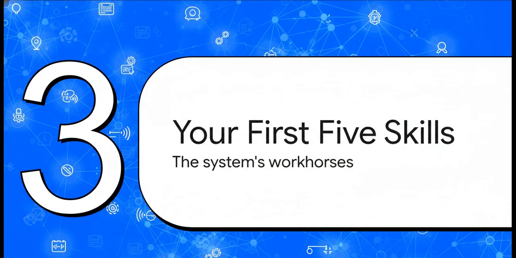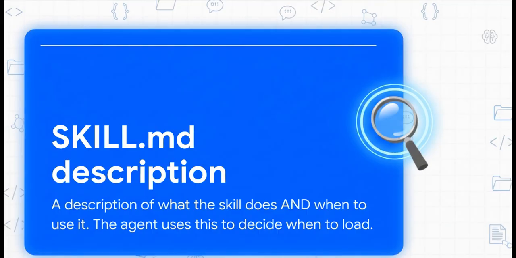The skills are the absolute workhorses of this system. They're what provide that on-demand, specialized knowledge that makes the agent so powerful. Now, inside every skill folder, you'll have a skill.md file. And the most important part of that file, by far, is the description field.